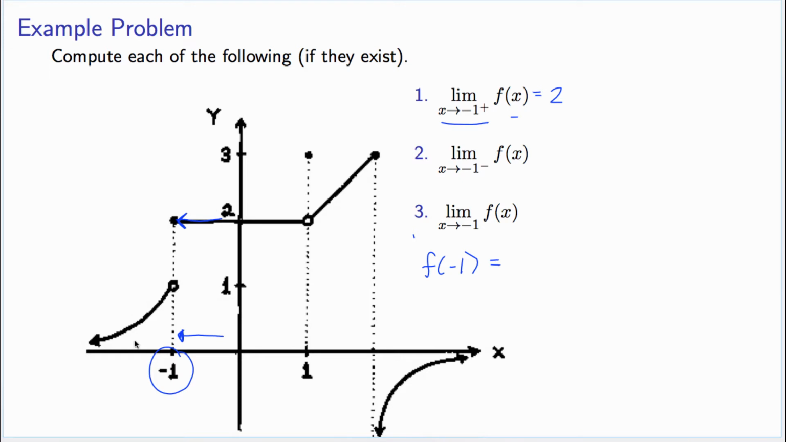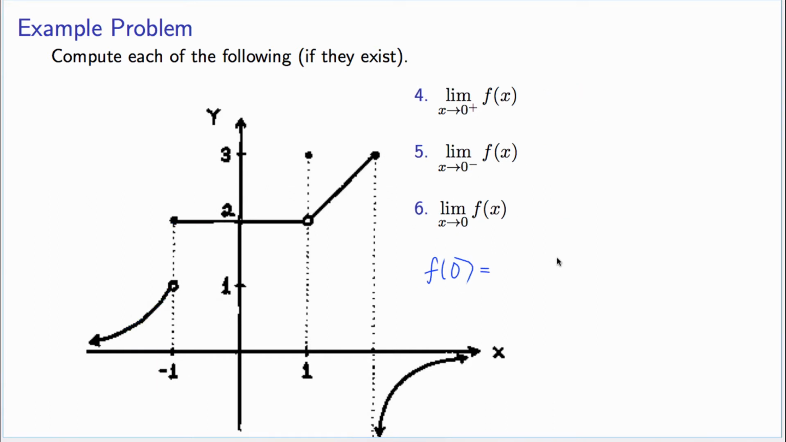Next, as we come into -1 from the left, so the values of x are less than -1, here we see that the values of our function are getting closer and closer to 1 as x comes into -1 from the left. So this means that our overall limit, the limit as x goes to -1, does not exist because the two one-sided limits are not equal to one another. The right-hand limit is equal to 2 and the left-hand limit is equal to 1, so the overall limit does not exist. And finally, what is the value of f of -1? So this is the value of f of x when x is -1. This closed circle at 2 tells us that the value f of -1 is equal to 2.